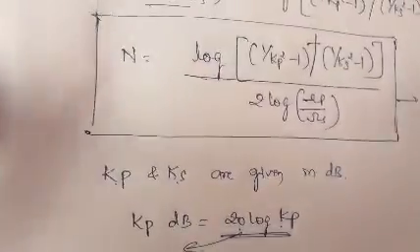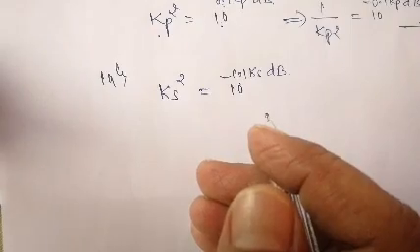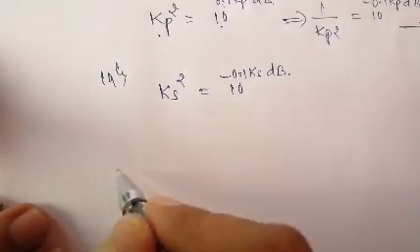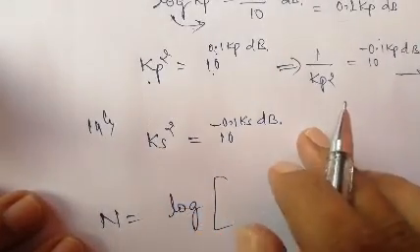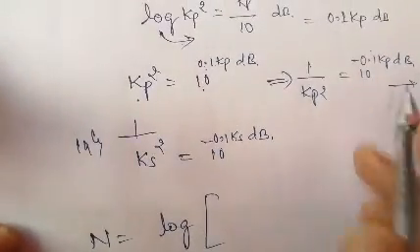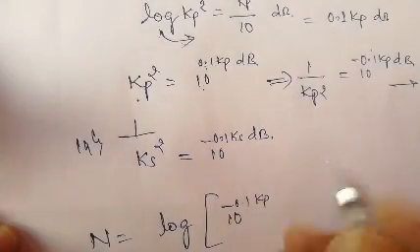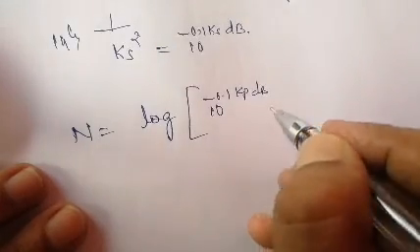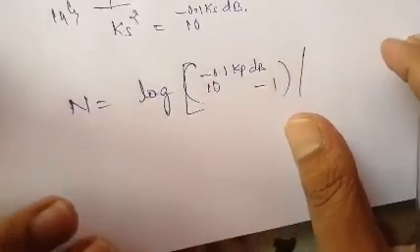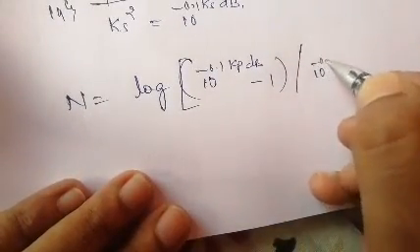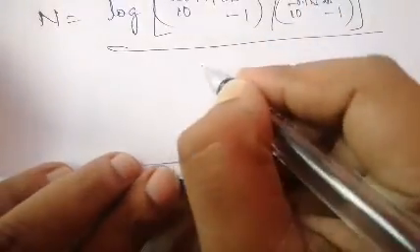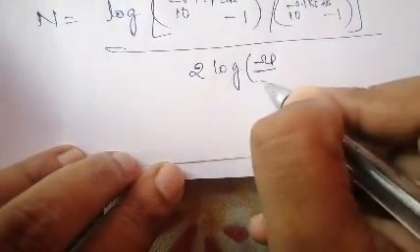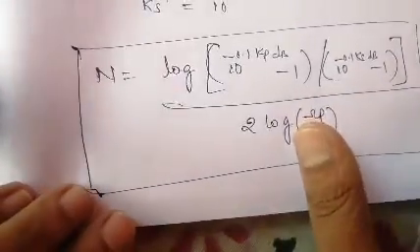So the order of the filter equation, if you are representing in terms of decibels, becomes, wherever 1 by kp square and 1 by k square are there, represented by decibel values: n equal to log of 1 by kp square, which we write as 10 to the power minus 0.1 kp in dB, minus 1 as it is, divided by 1 by k square, which is 10 to the power minus 0.1 ks in dB, minus 1 as it is, whole divided by 2 log of omega p by omega s. This is the equation for finding the order of the filter.